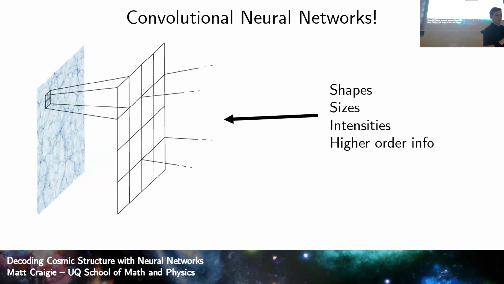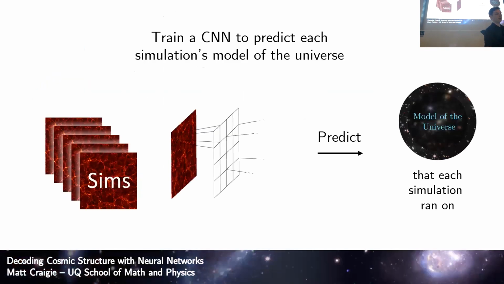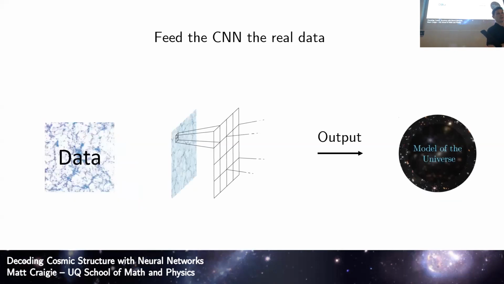So this is potentially a good way at pulling that information out of the fields. The idea is we'll train a CNN to predict each simulation's model of the universe. So whatever parameters, whatever model of the universe the simulation was run on, we want to be able to predict that using just the output fields. And then we could simply feed the real data into this same CNN, and it should spit out a model of our own universe.